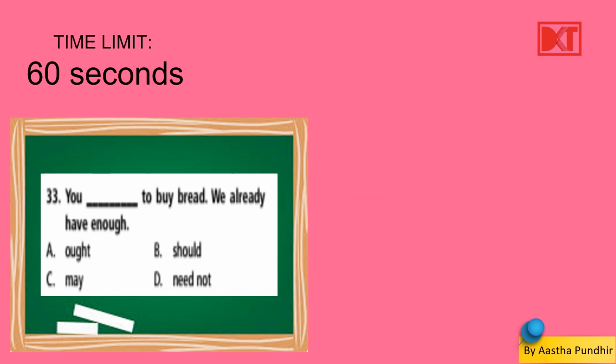Alright, next: you dash to buy bread, we already have enough. You ought to buy bread, should to buy bread, may to buy bread, or need not to buy bread. We already have enough, which means they have enough bread. So what they're trying to say is that this person does not have to buy bread. So which one? D, need not buy bread, which means it is not a necessity to buy bread right now. Why? Because we already have enough.